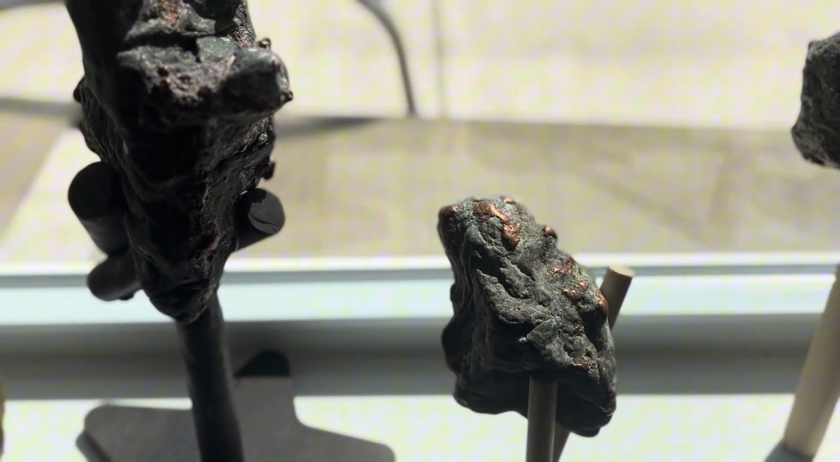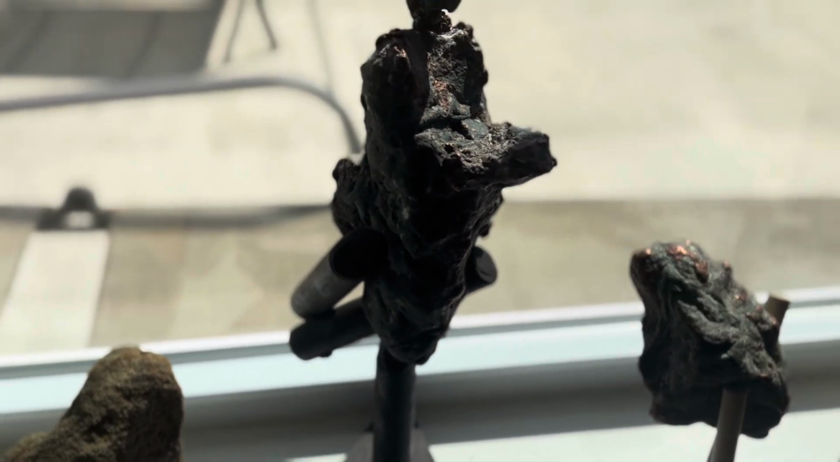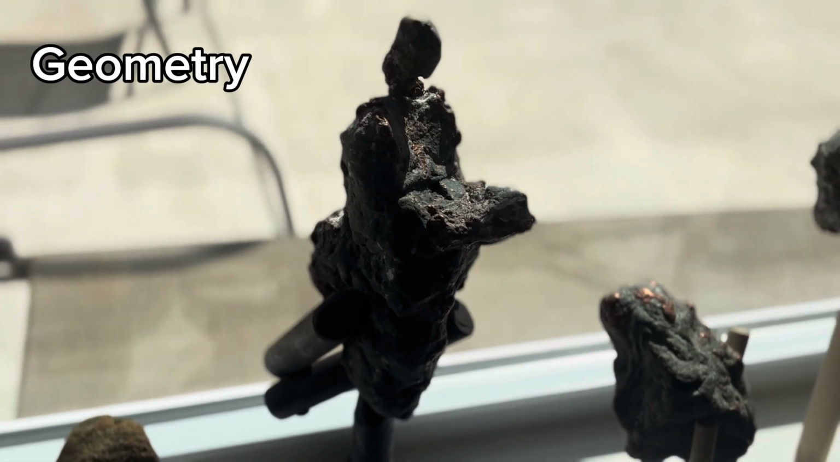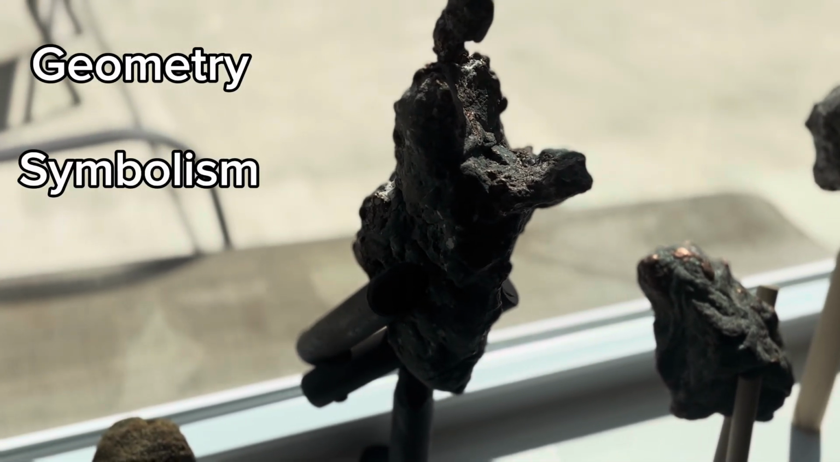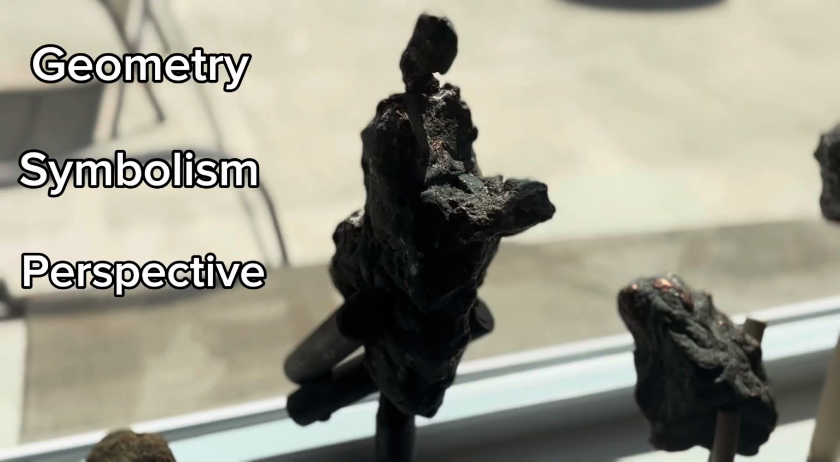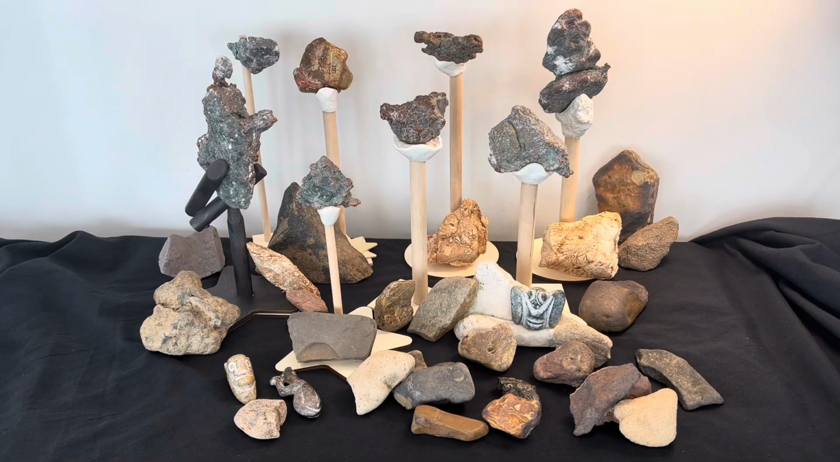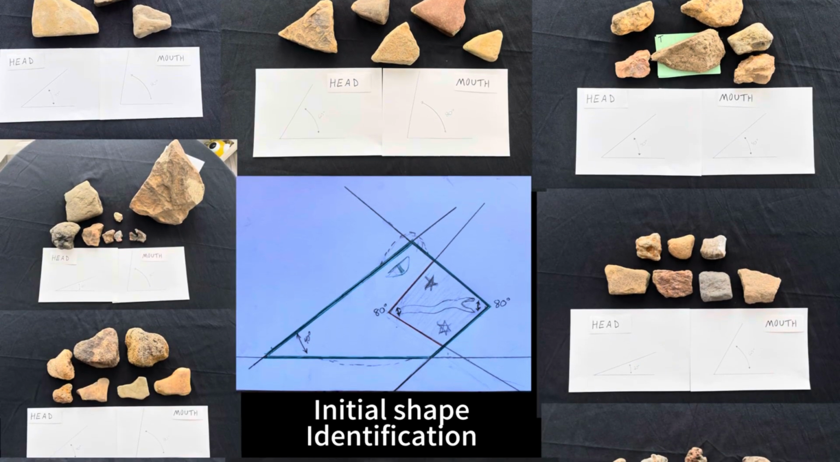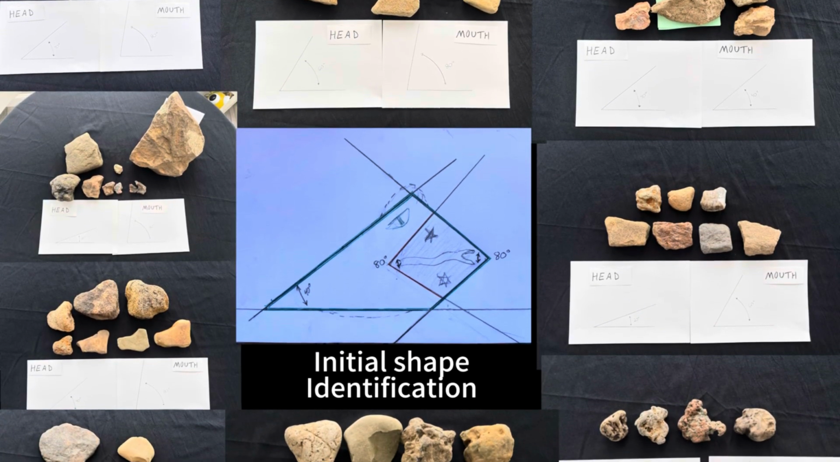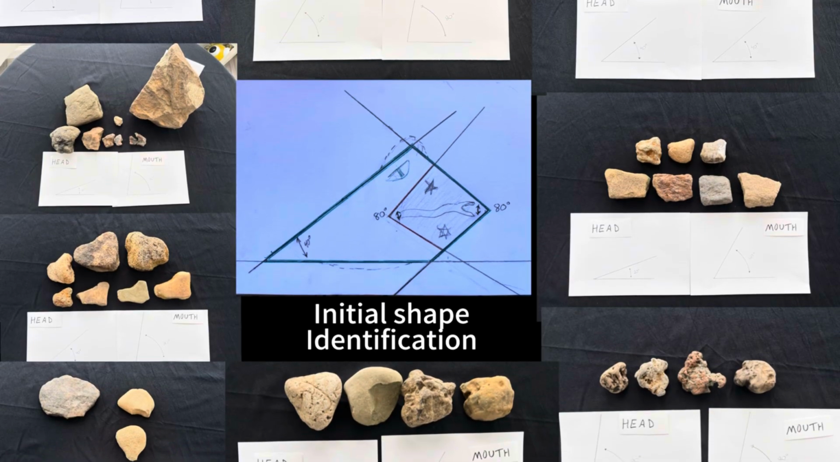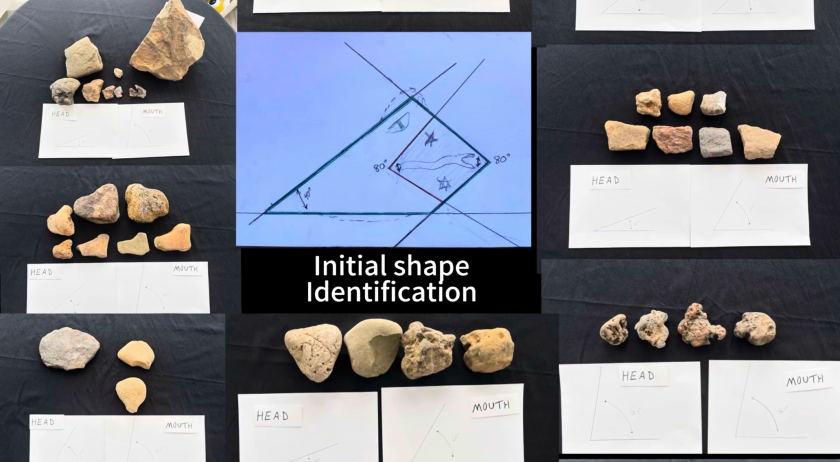How we will be identifying these is through geometry, symbolism, perspective, and damage. The whole reason this culture was ever identified was due to their strict adherence to a geometric standard. It seems like everything they made fell under certain geometric shapes and measurements.